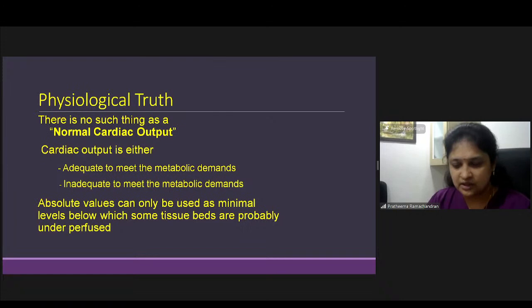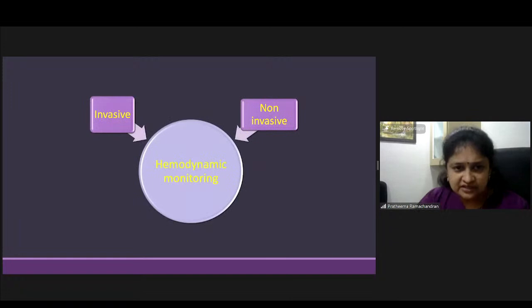There is nothing called a normal cardiac output. We call it normal sometimes because we need a baseline. So we need to know whether it is increasing or decreasing to find out whether the heart is working very well. So we need to monitor. Yes, we have invasive and non-invasive. Invasive has been talked about in a very comprehensive way. So non-invasive, what do we do?